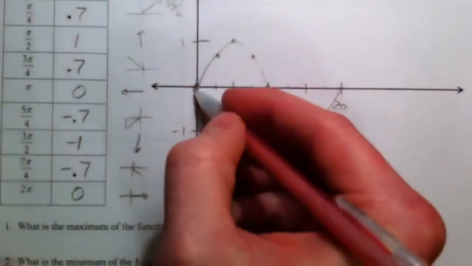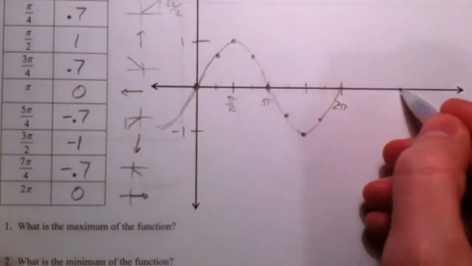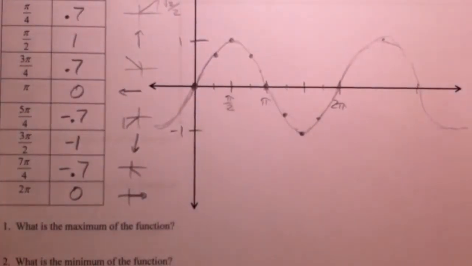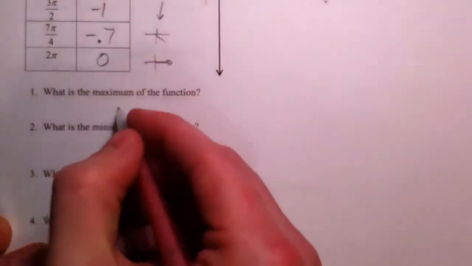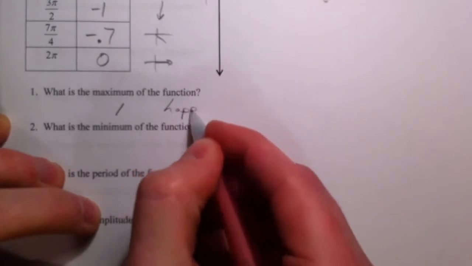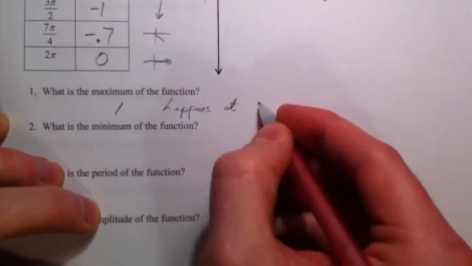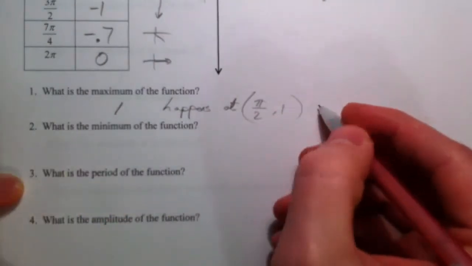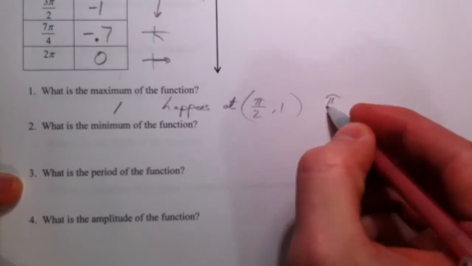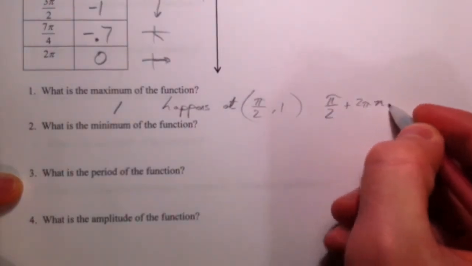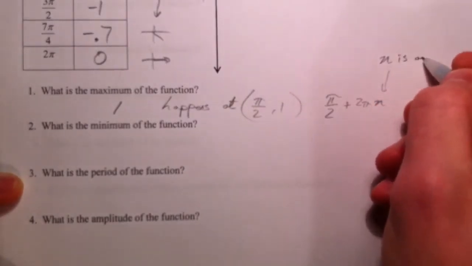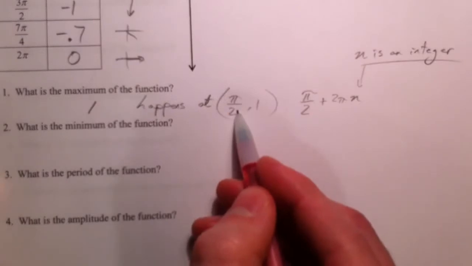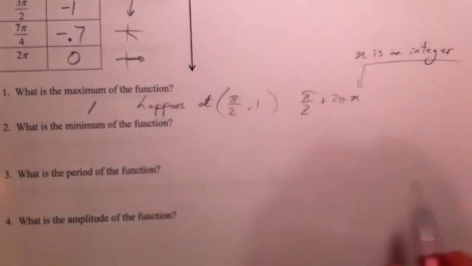The big thing to realize is that if we continue the pattern this way, same thing will continue to happen. It's going to always be between negative 1 and 1. So what's the maximum of the function? 1. Happens at pi over 2, comma 1. And then every 2 pi. So you could say pi over 2 plus 2 pi n, where n is an integer. So this is important because the maximums continue to happen at pi over 2 the first time, and then after another 2 pi, after another 2 pi, repeatedly.